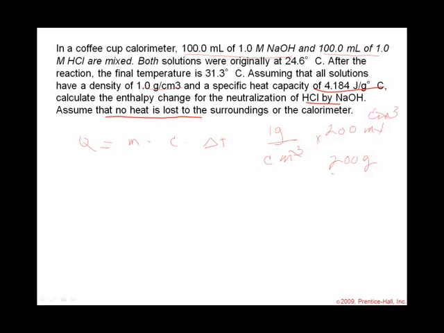So the centimeters cubed will cancel out, and this is going to be 200 grams, right? 1 gram is 1 centimeter cubed. I've got, would you agree, I have 200 grams if my density of that material is 1 gram per centimeter cubed. So I have 200 grams. My heat capacity is 4.184 joules per gram degrees C. Now this is for water, and we're looking at what's happening to the water, okay? Times my change in temperature, which is 31.3 minus 24.6, which is 6.7 degrees C.